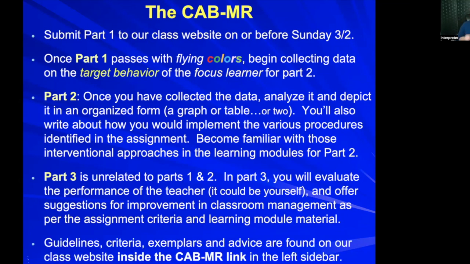And of course, you can find guidelines for all of the three parts of the paper inside the left sidebar link on our class site. It's a labeled description of CAB-MR papers. And there you'll find, yes, indeed, an explanation of what we're looking for. And you'll also find some exemplars, some wonderful papers from previous semesters. You can look at those and gain an idea of the structure of the paper and the content of the paper and exactly what we're looking for.